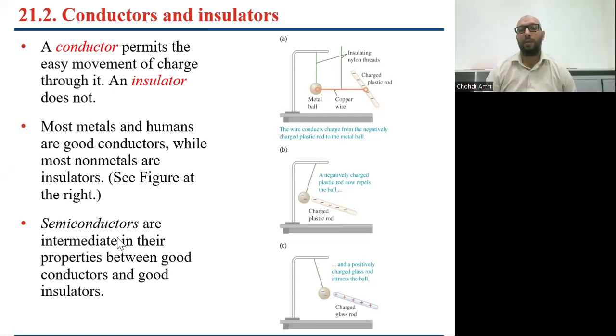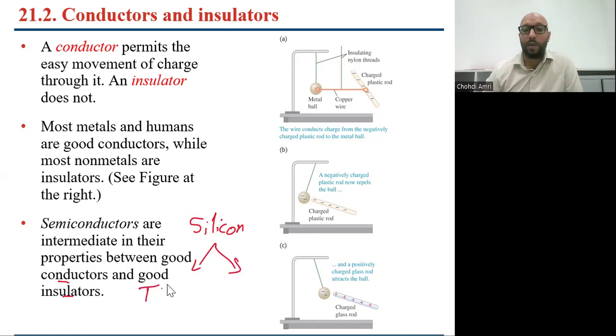Let's talk about the semiconductors. Semiconductors are materials intermediate in their properties between good conductors and good insulators. In some conditions they are conductors, and in other conditions they are insulators. Let's take an example, silicon. Silicon is a semiconductor. At high temperature, silicon is a good conductor.